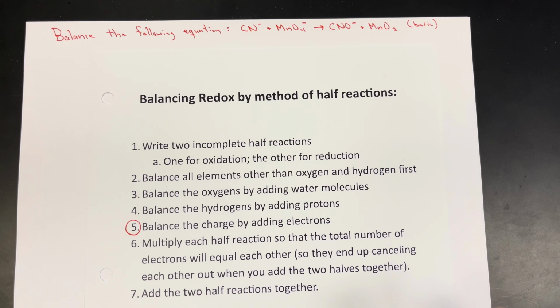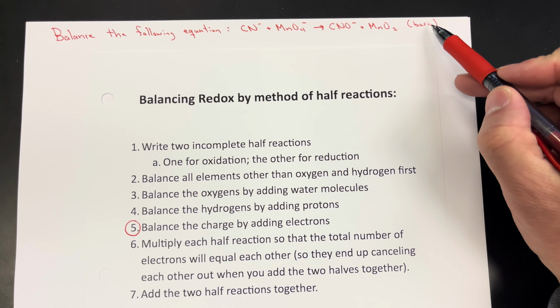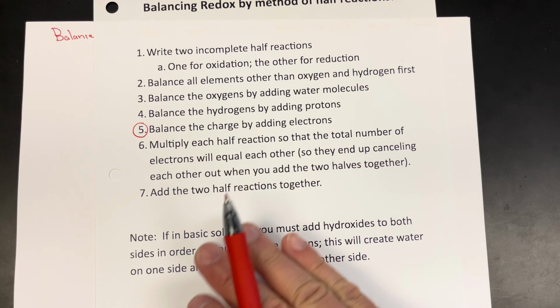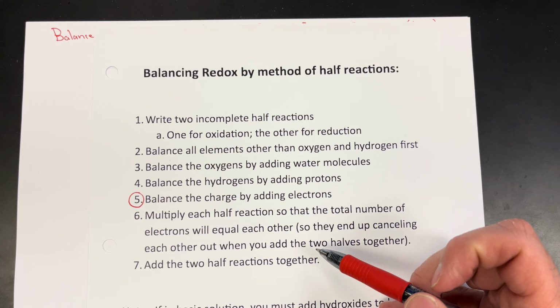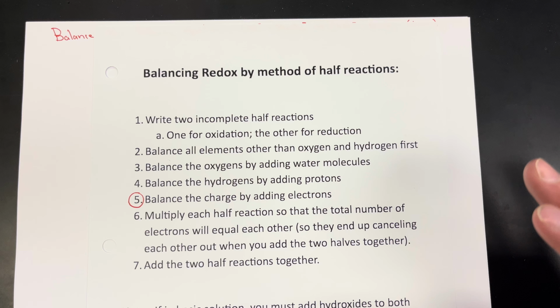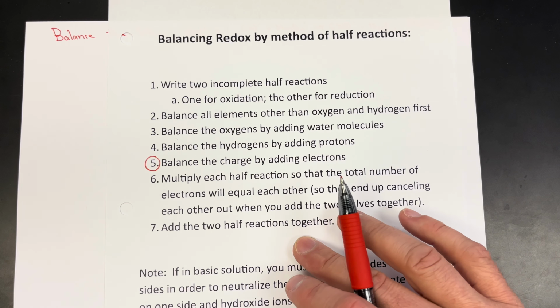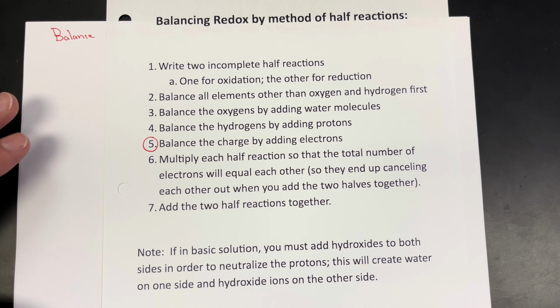In this video, we're going to continue our series on balancing redox reactions by the method of half reactions. But in this video, we're going to do it in a basic solution. So we're going to have to do all these 7 steps and the note that's on the bottom. If you missed how to do these first 7 steps, that was in the previous video on how to balance this reaction in an acidic solution. So a basic solution is the same 7 steps as the previous video, but with the addition of the note at the bottom. So let's get right into this problem.